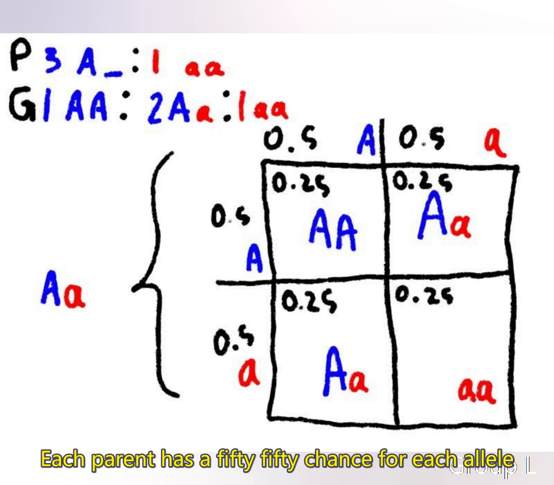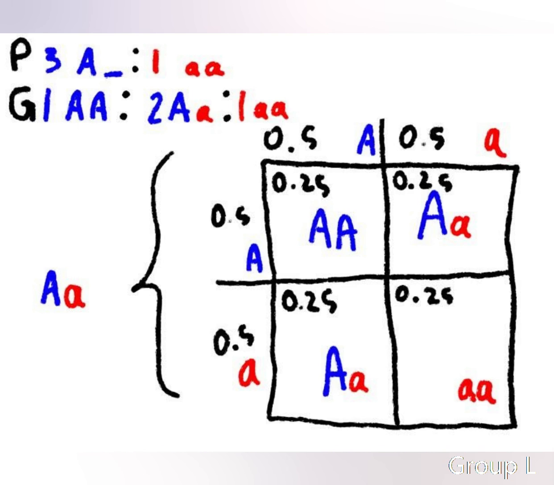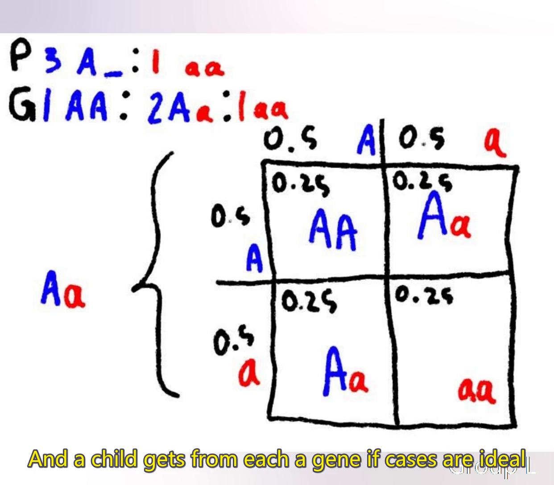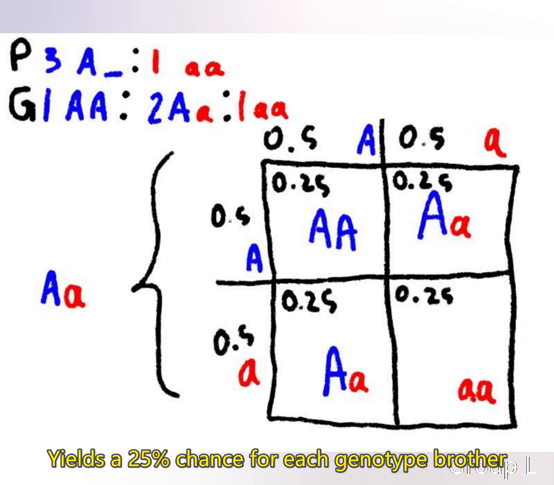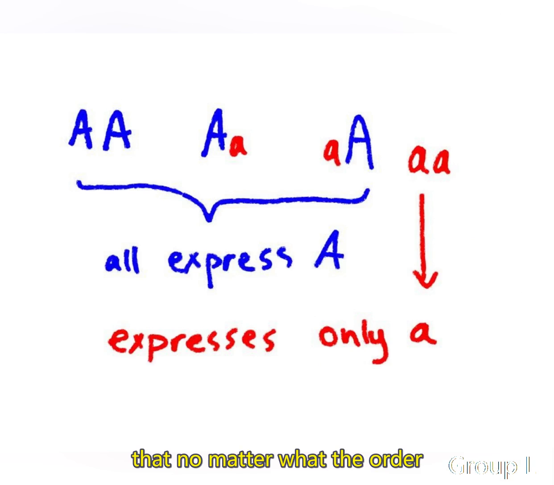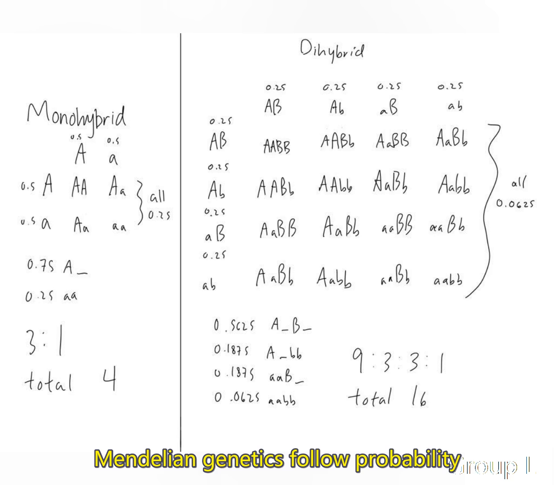Each parent has a 50-50 chance for each allele, and the child gets a gene from each. So 0.5 of one times 0.5 of the other yields a 25% chance for each genotype. But you've got to remember that no matter what the order, both your heterozygotes won't have recessive disorders, since no matter if the big A is first or second, you still have one of each allele, your dominant or recessive. Mendelian genetics follow probability.